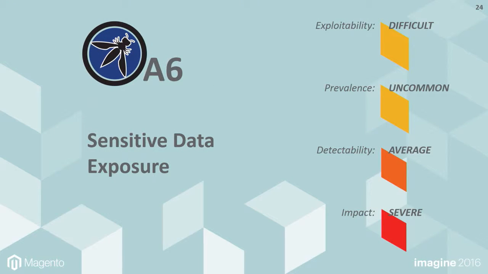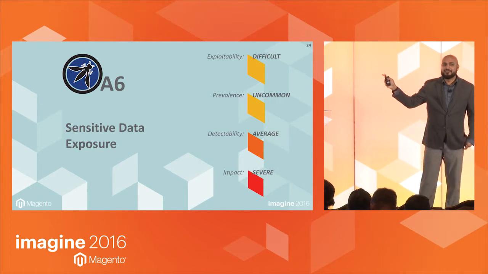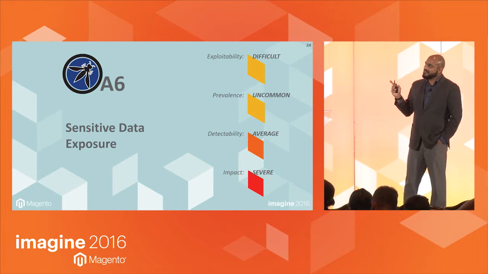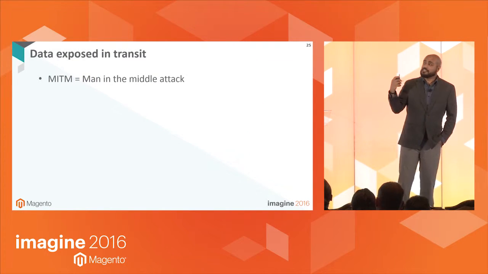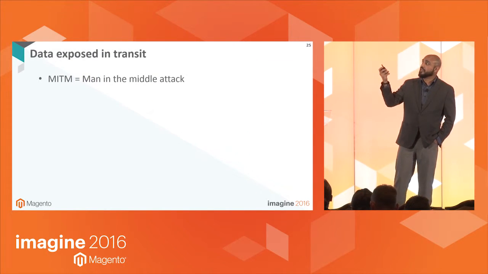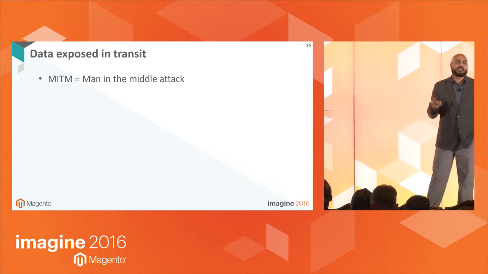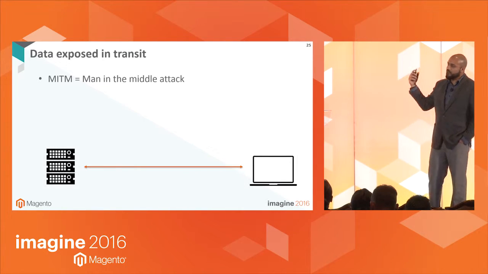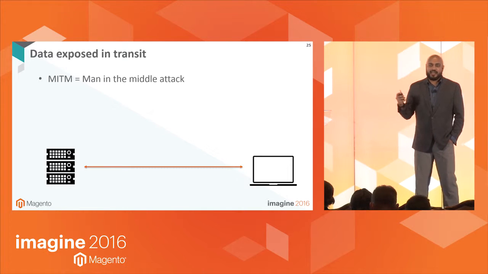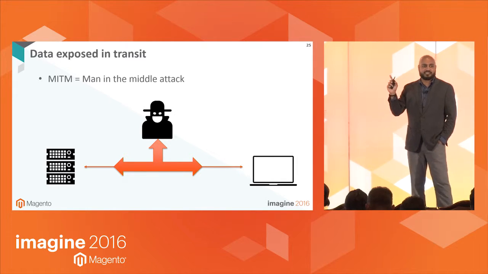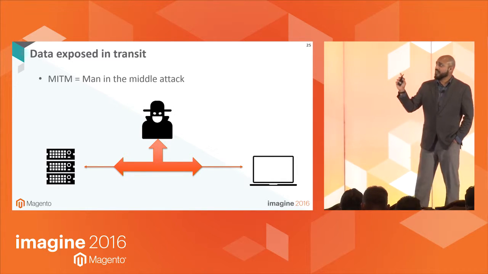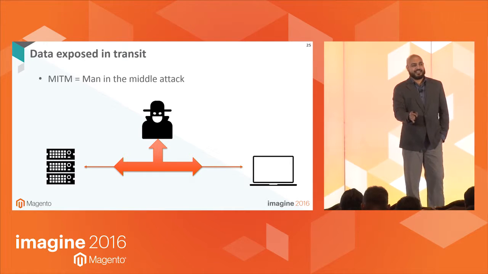So we enter the second half. Sensitive data exposure. This one is a little bit less prevalent, but the impact is severe. What happens with sensitive data exposure is that data is exposed in the middle, and it usually happens from a man-in-the-middle attack. If you don't know what a man-in-the-middle attack is, again, we have a regular user communicating with a server, and an attacker is somehow able to get in there and read or intercept the data going back and forth. And he doesn't necessarily need to be physically in the network middle.